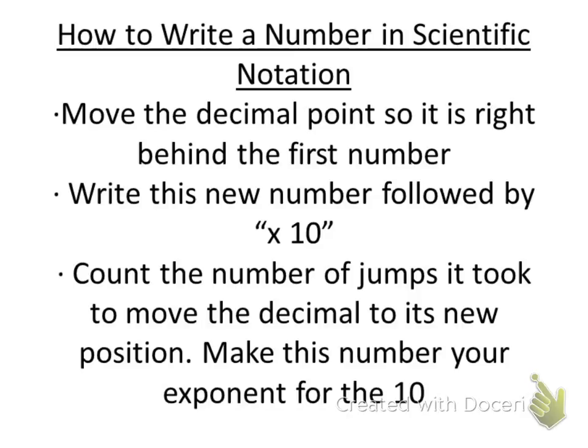Alright, so this should all be written out in your notes so you can just follow along either on the board or with the copy that you have right in front of you. This is how we're going to write a number in scientific notation. The first thing you want to do is move the decimal point so that it is right behind the first number.